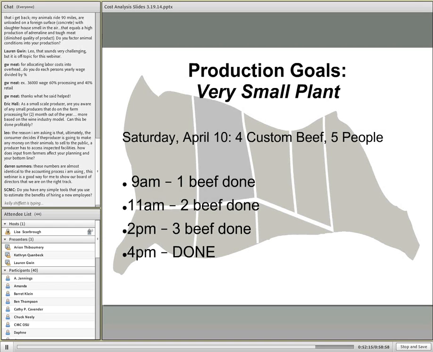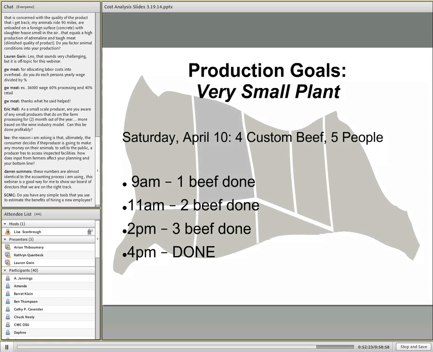There was a question earlier about how input from farmers affects your planning and your bottom line. Wouldn't you say the main input you need from farmers is the agreement that they're bringing you a certain number of animals on certain dates and that they're partnering with you to keep the business going? I absolutely agree, in terms of do what you say and say what you do: you will arrive at this day, at this time, with this many animals.